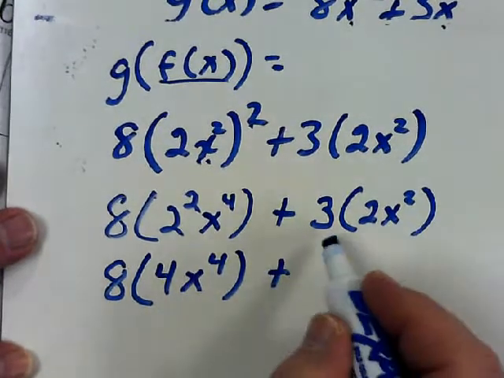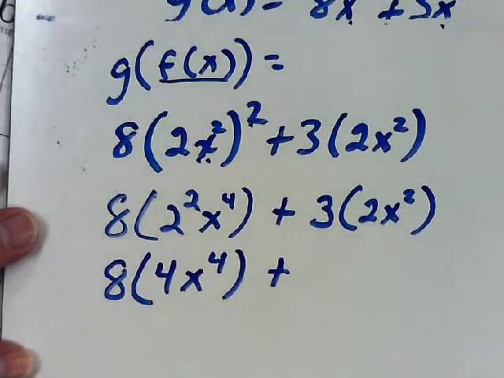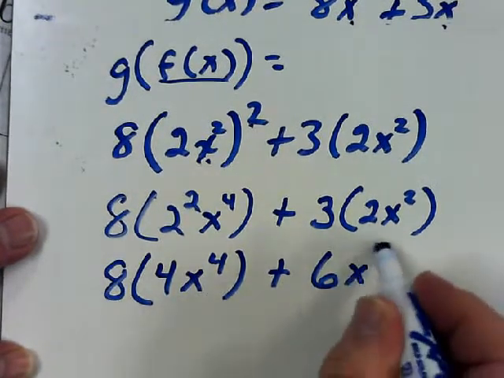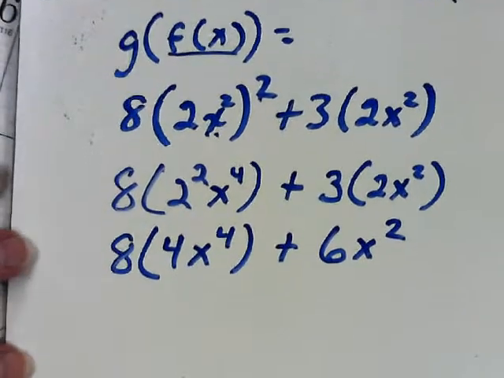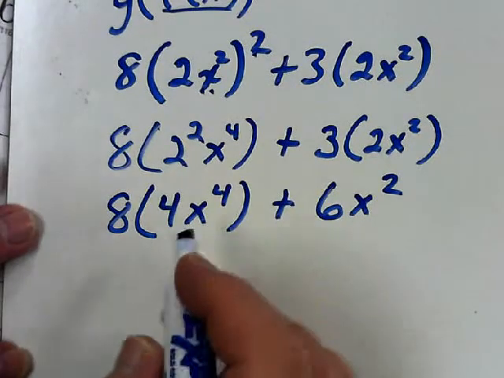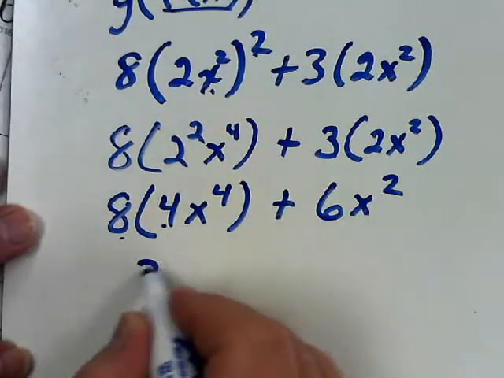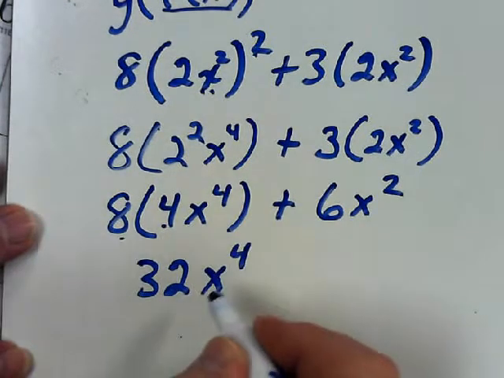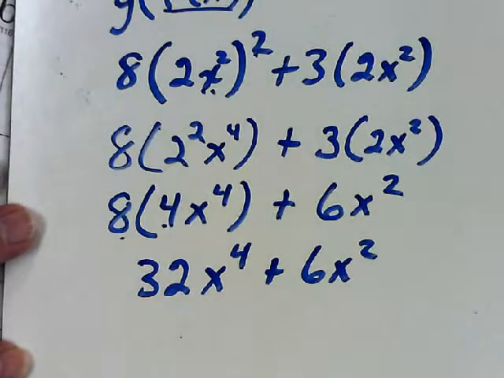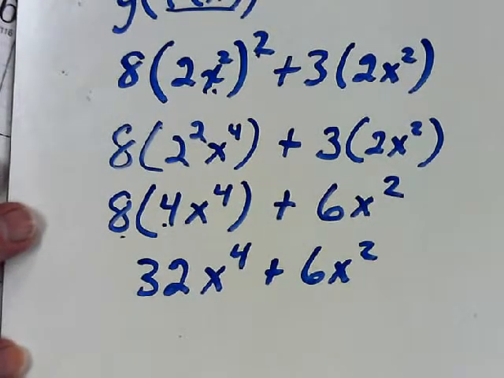Plus, can I do the distributive property on this problem? Yeah. What will that give me? 6x squared. So what's the next thing I need to simplify? Distribute the 8 before it. Okay, so 8 times 4 is 32x to the 4th plus 6x squared. Okay?